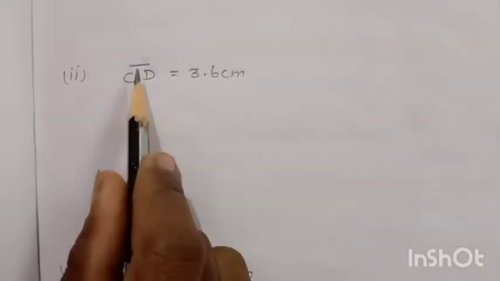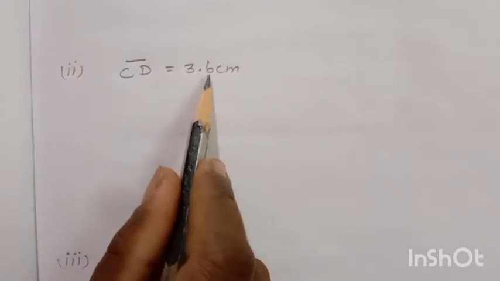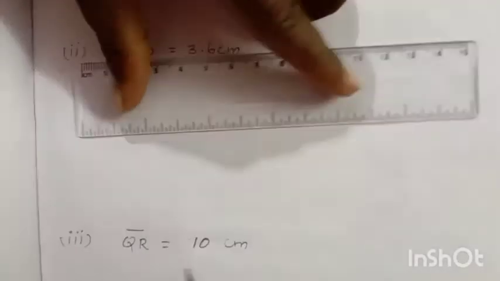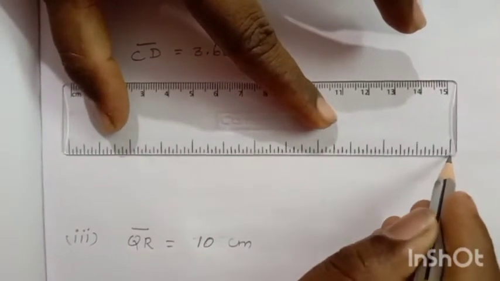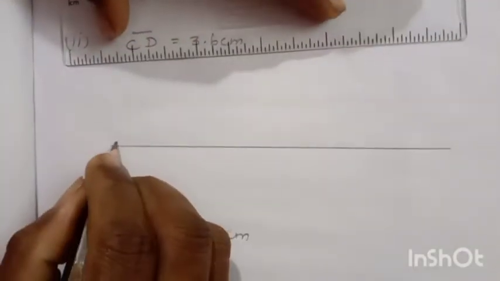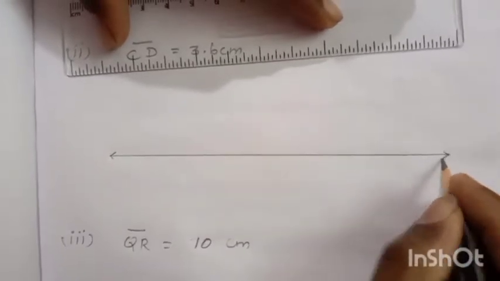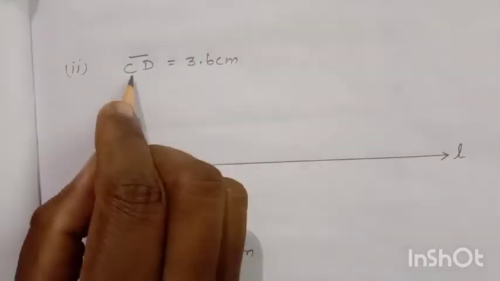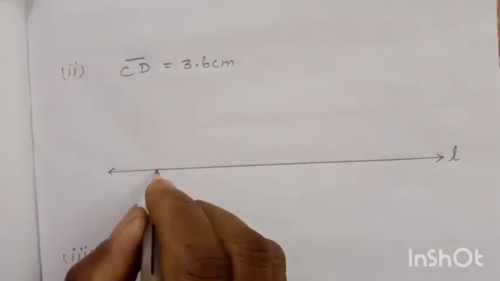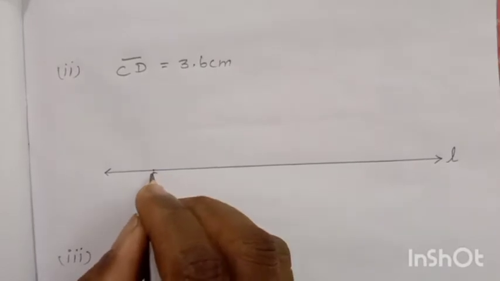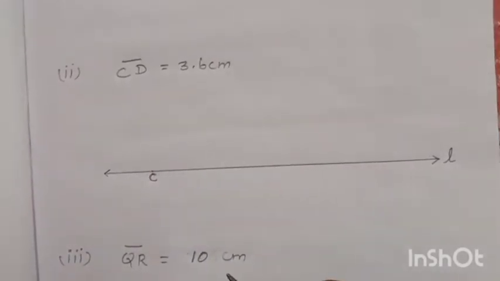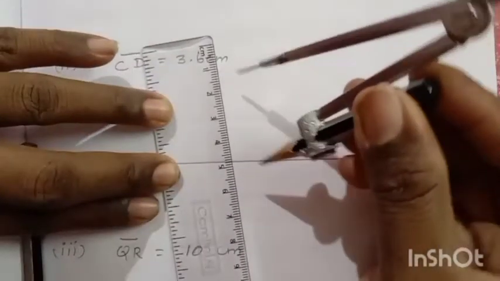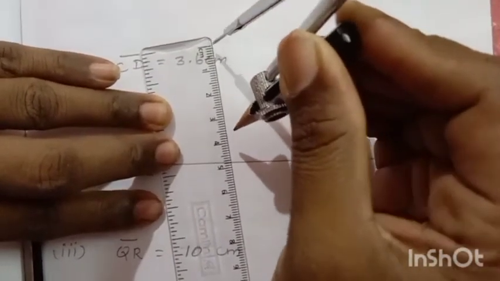Students, second problem, line segment CD is equal to 3.6 centimeter. Same procedure. First you have to draw the straight line L without measurement. Then you have to mark the starting point, which is C. Then with the help of ruler and compass, you have to measure 3.6 centimeter.